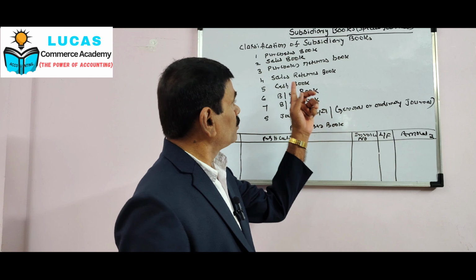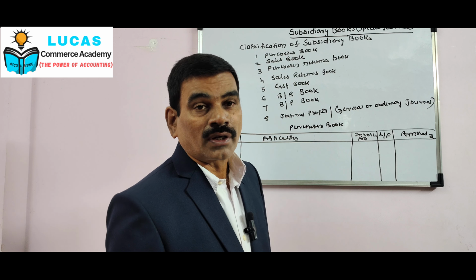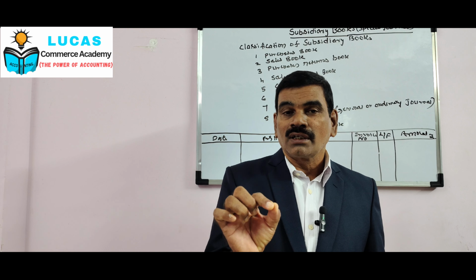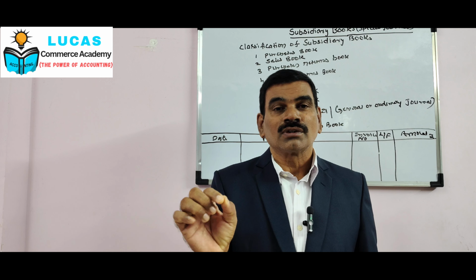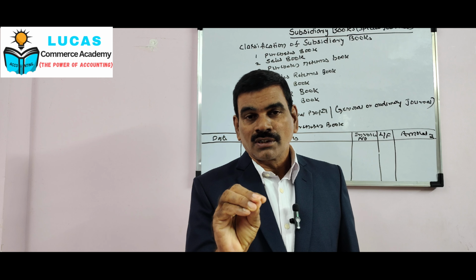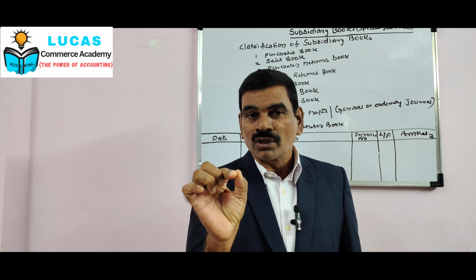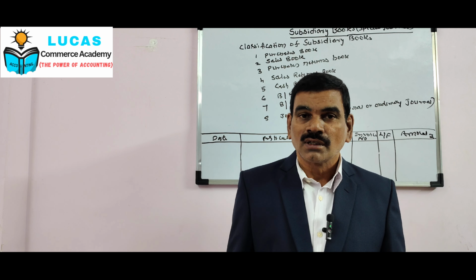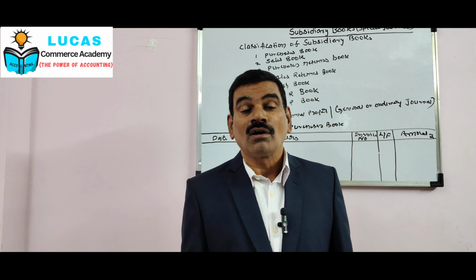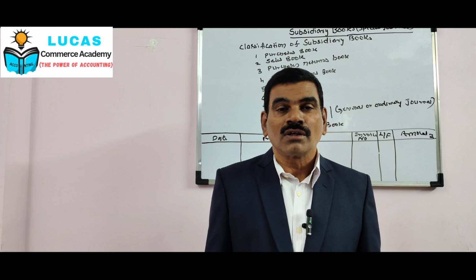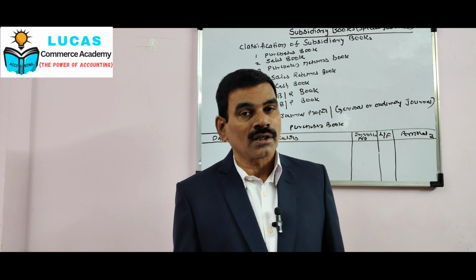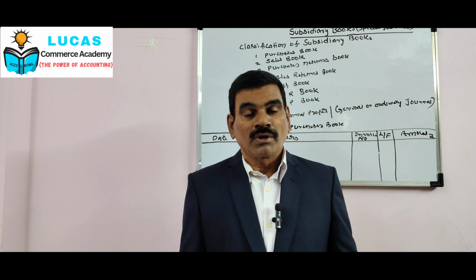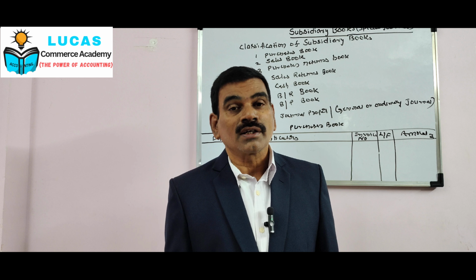So the first one is purchases book. This book is used only for recording credit purchases of goods. So once again, purchases book is used only for recording credit purchases of goods. That means when goods are purchased on credit, those transactions are recorded in purchases book. Cash purchases should not be recorded. They are recorded in the cash book.